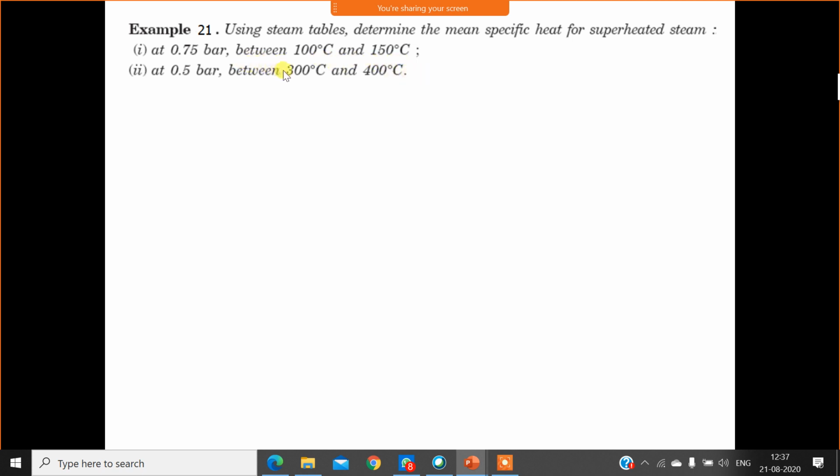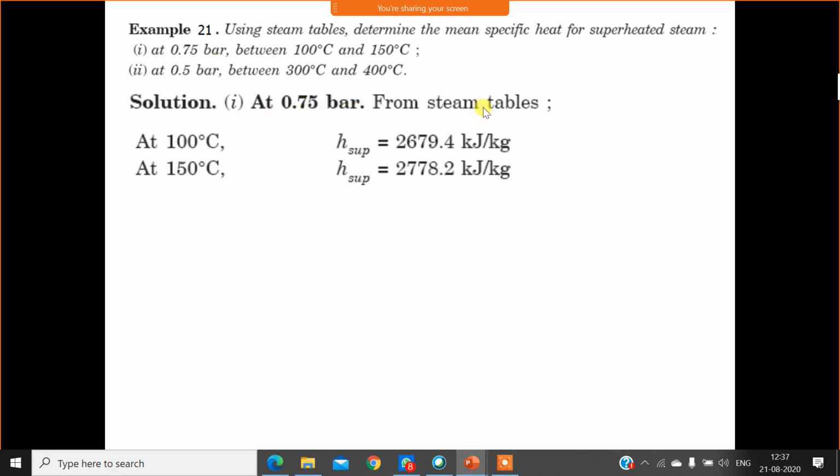Now, using steam table, first of all, we'll check the values of enthalpy of superheated steam at 100 degrees and 150 degrees Celsius at 0.75 bar. From steam table at 0.75 bar, at 100 degrees Celsius, enthalpy of superheated steam is 2679.4 kilojoule per kg, and at 150 degrees Celsius, enthalpy of superheated steam is 2778.2 kilojoule per kg. Now I will explain again how to check the enthalpy of superheated steam.